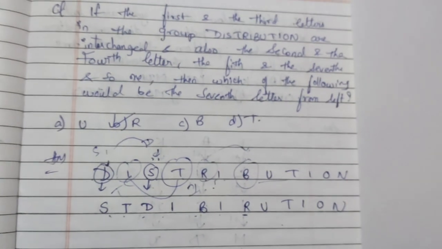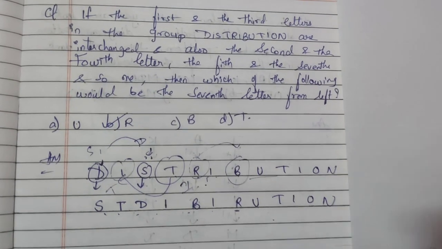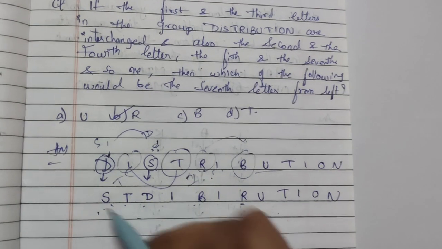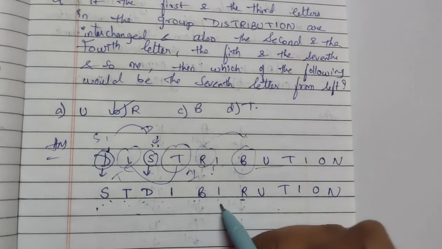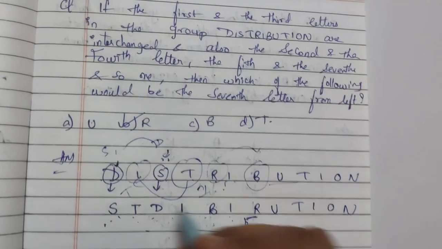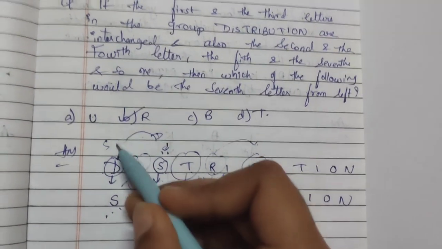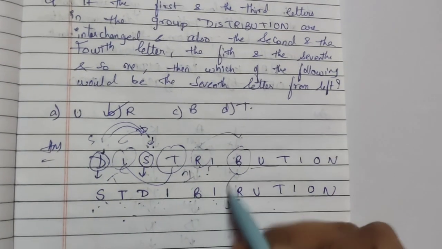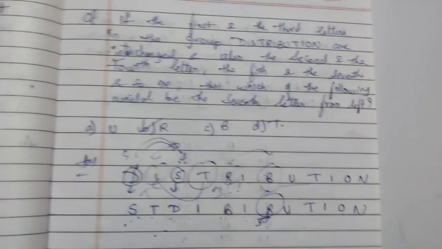So like this, if we interchange like this, then from the left, what will be the seventh letter? 1 2 3 4 5 6 7, that is R. Our answer is R. See, what we did is we interchanged the letters and we got the answer. This is R, we got the answer. So like this you have to solve this type of question.